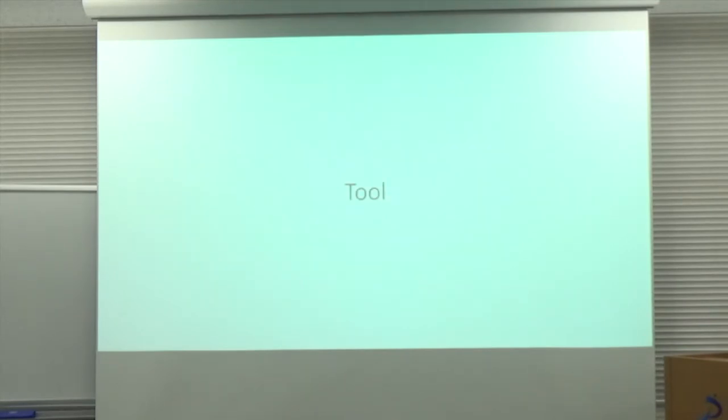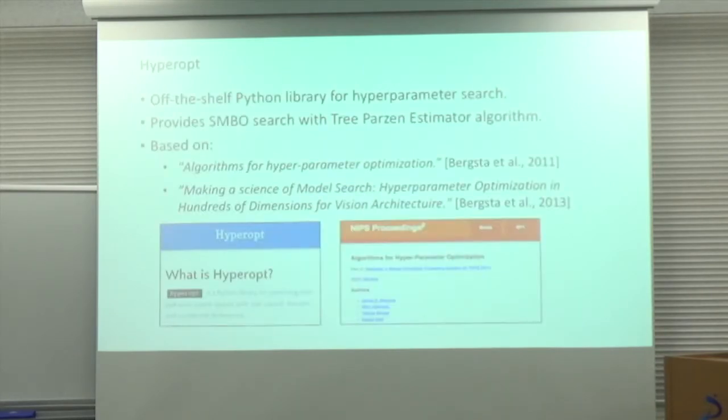So let me get into the main topic. Hyperopt is an off-the-shelf library written in Python for hyperparameter search. And with an algorithm called TPE, we can basically get better and faster results than grid search or random search. I think the first development started around 2011, and the original paper was presented at NIPS. After some Kaggle competitions, it became famous, and nowadays we can see a lot of use cases, including Kaggle competitions as well as actual industry.